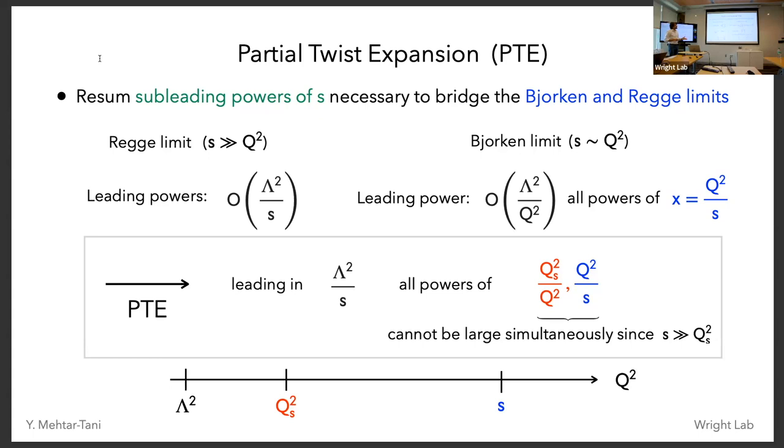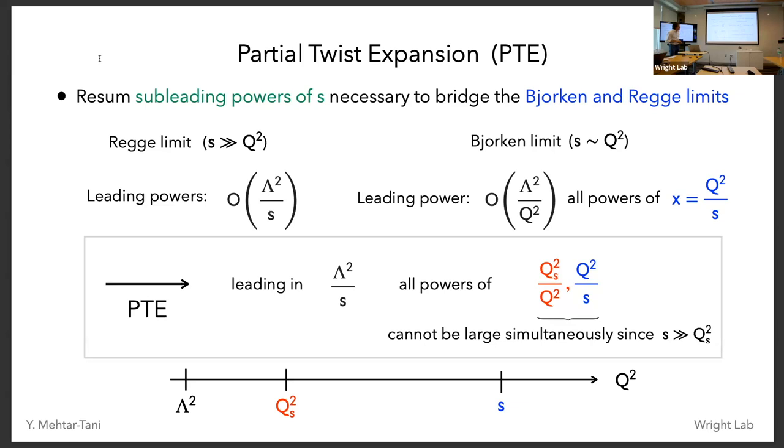So this is just rephrased here in this slide. We have Q squared on this line. S is the larger scale, and Q squared is a sliding scale here. At some point, with Q squared around here, we are in the partonic regime. So we know that the leading power is 1 over Q squared, so I don't need to worry about higher powers. When Q squared decreases and I get closer to the saturation scale, then I need to worry about higher powers.